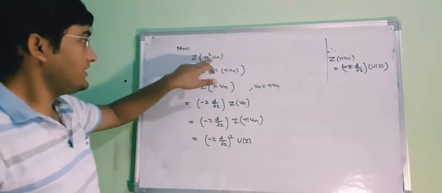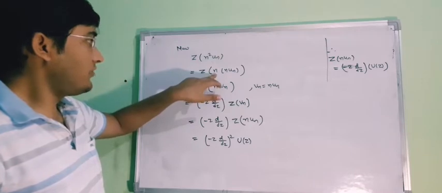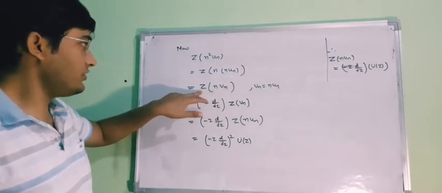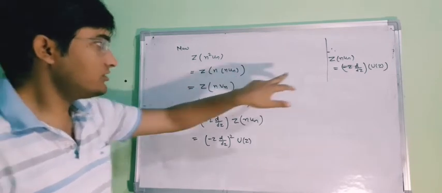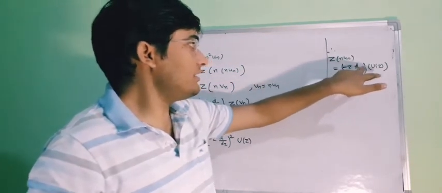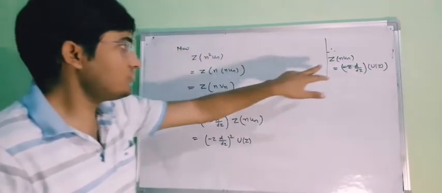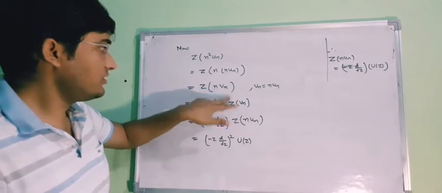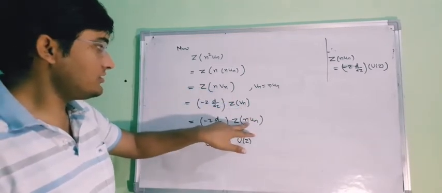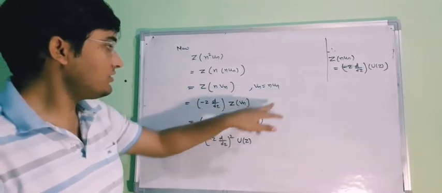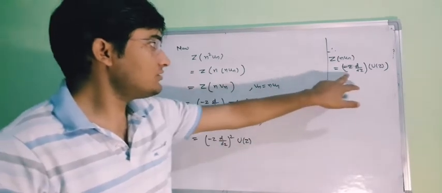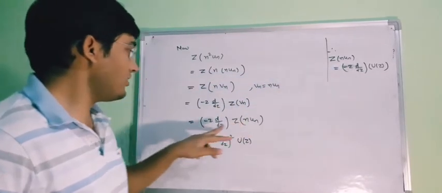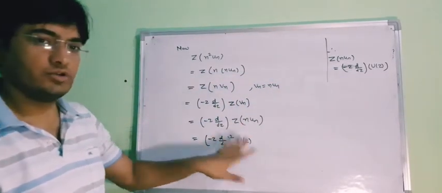So the Z transformation of n square un can be written as the Z transformation of n into n un. Say n un is vn, then it will be Z of n vn. Now Z of n vn will be minus z d by dz of the Z transformation of vn, and the Z transformation of vn means the Z transformation of n into un, which is minus z d by dz of uz. So we have two powers of minus z d by dz, so this will be a square.